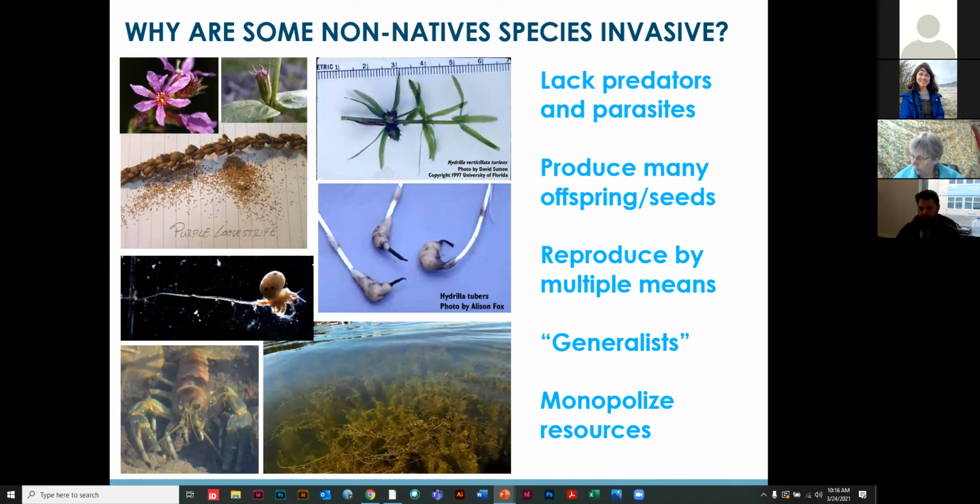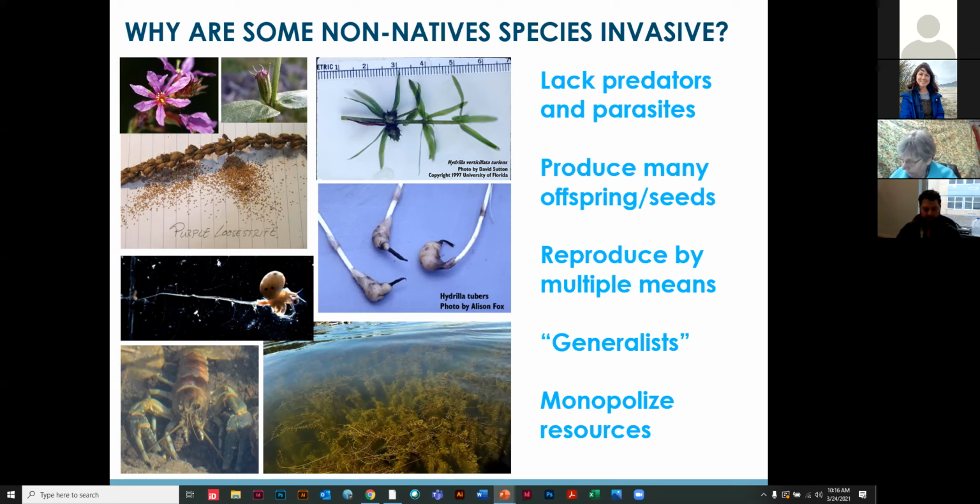So then how does some non-native species become invasive? Where do they get this label? Some key characteristics of life cycles. A lot of species lack predators and parasites to keep their populations in check. I have here a spiny water flea. I'm going to talk about those a little bit. Or fish hook water flea, which many of you may have heard of.